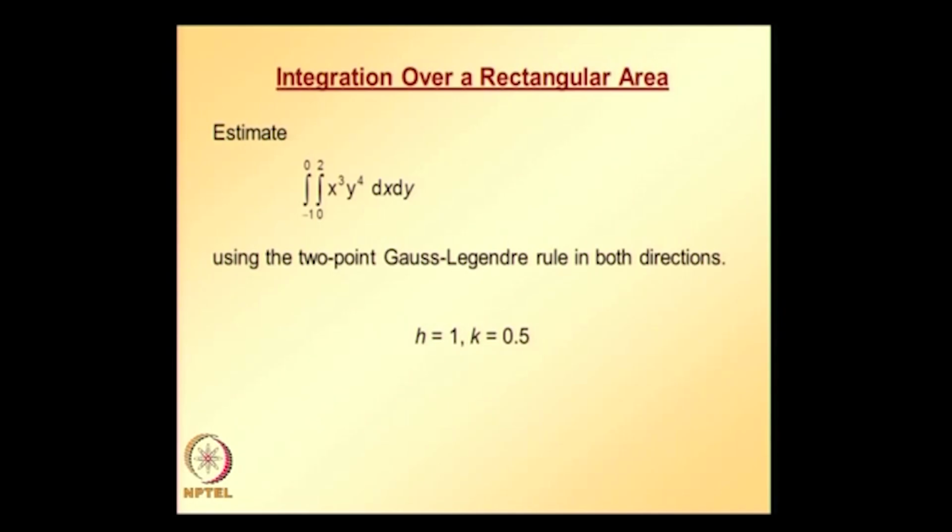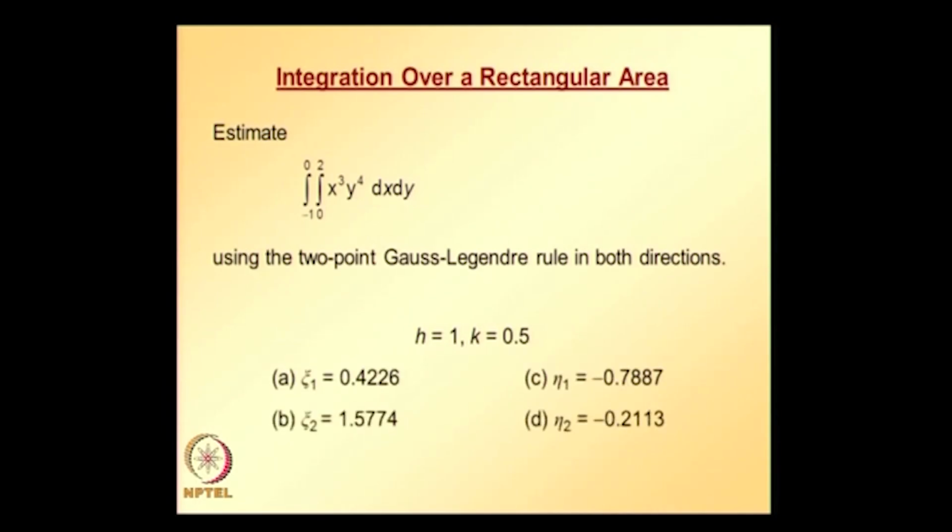H is nothing but half the dimension along x direction, that is 2 minus 0 divided by 2, which is 1. Similarly k is half the dimension along y direction, that is 0 minus of minus 1 divided by 2 is equal to 0.5. That is, h is equal to 1, k is equal to 0.5, and the integration points are given by Cartesian product of psi 1, psi 2, eta 1, eta 2.